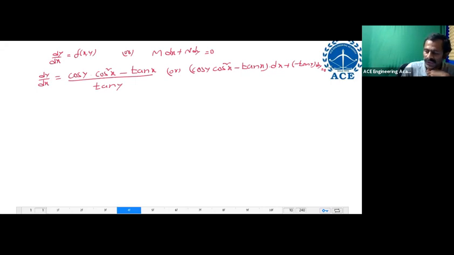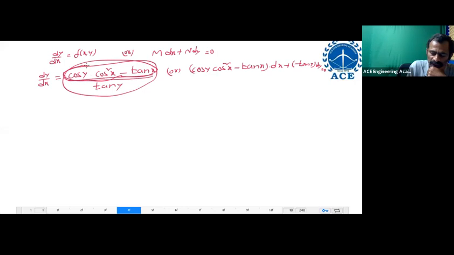Now we start from the first method, variable separable. To apply the variable separable method, in the function f of x comma y, the variables must be in the form of function of x into function of y. In the denominator, only a function of y. In the numerator, we have both function of x and y, but we cannot separate here. So variables are not separable. We cannot solve this problem by the first method.